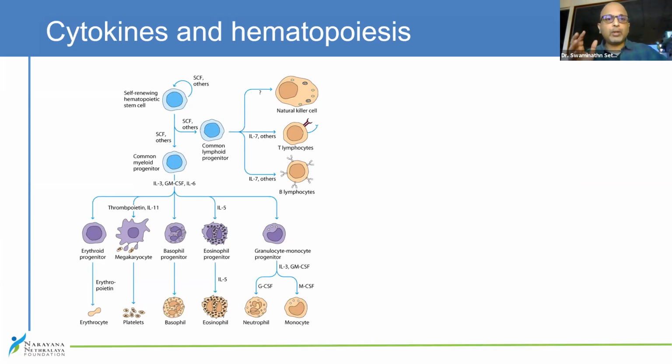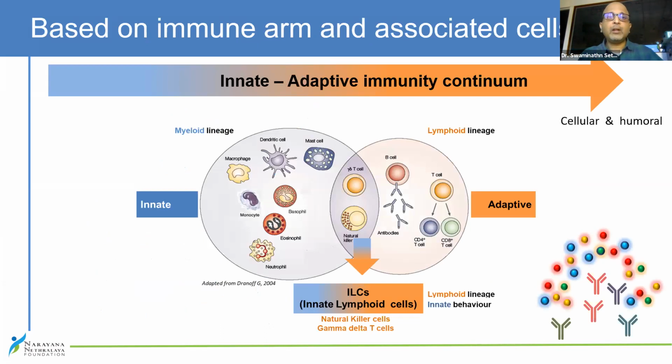With reference to hematopoiesis, you can once again broadly classify how they're going to drive the myeloid cells and the lymphoid cells. And once again, you can take these cytokines and say they are going to drive this subset of myeloid cells and lymphoid cells. You can classify based on them. You can, based on the immune arm or the associated cells, have a whole host of them which are going to interact. But it just gets murky because there is absolutely no clear-cut division.